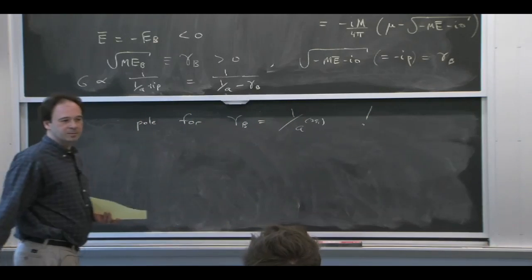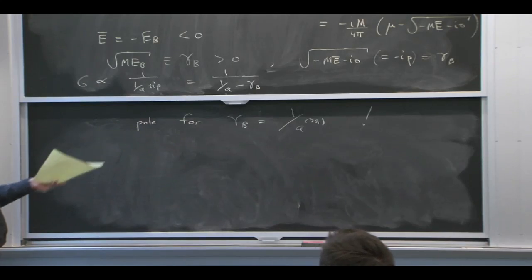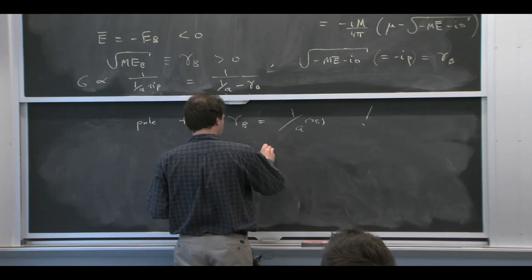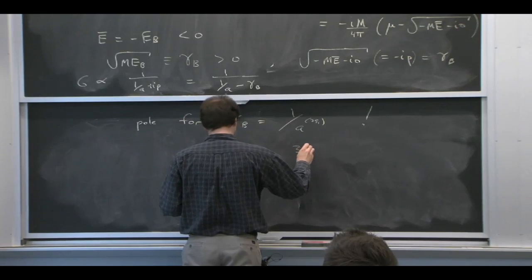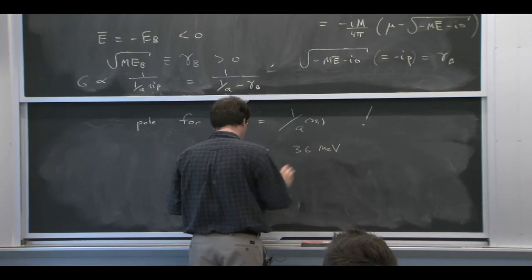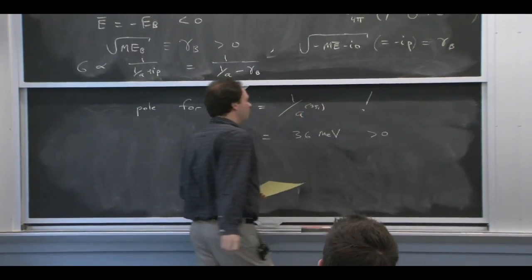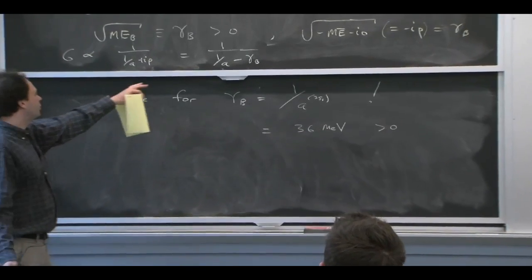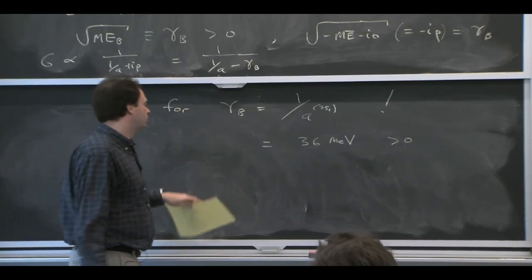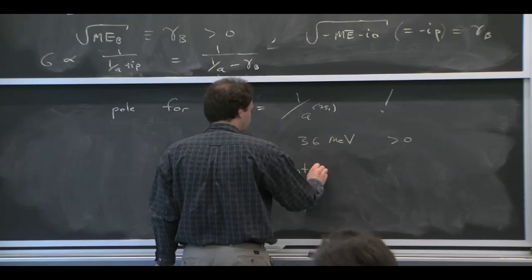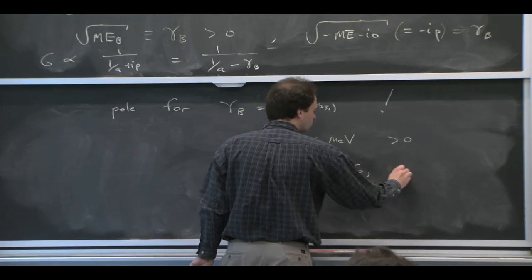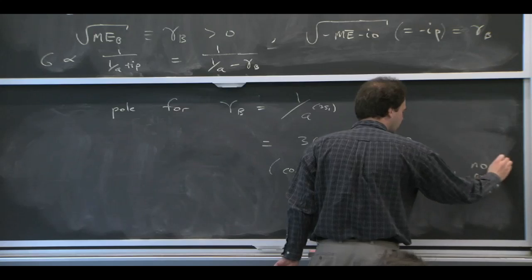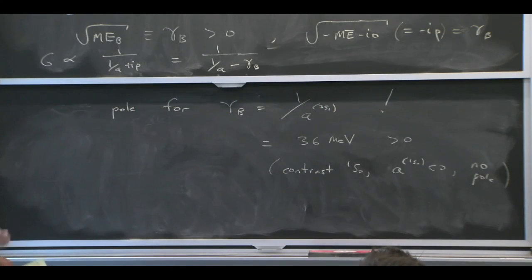So there's the pole corresponding to the deuteron state. It corresponds to gamma equals 1 over A of the 3S1, which in nature is like 36 MeV. It's greater than 0. If you looked at the other channel, the 1S0 channel, then the scattering length was negative. So then both terms would be negative, and there's no pole. So for the 3S1 channel, we have a pole. That's the physical deuteron state. For the other channel, there is no pole.